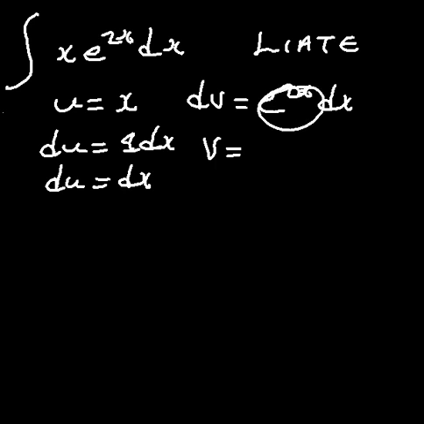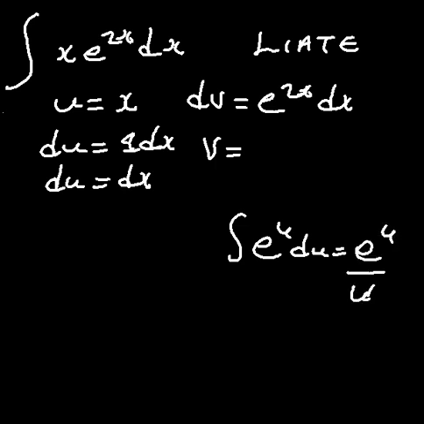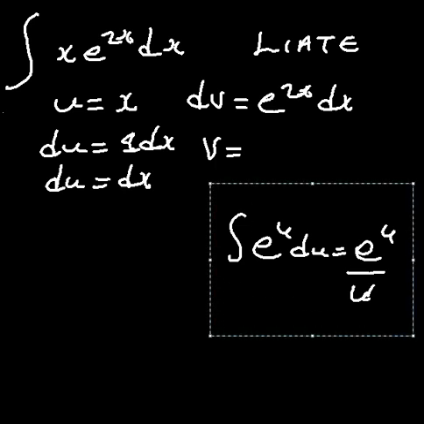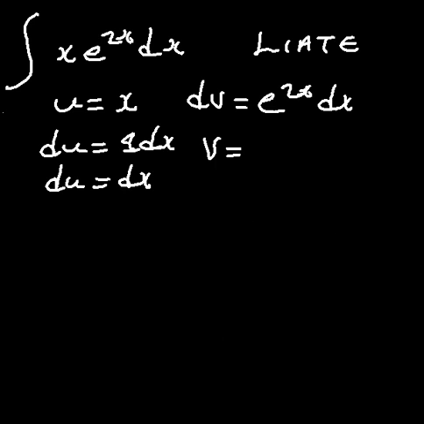And what is v? So what is the integral of e to the power 2x? This is an exponential function with base e. You have to understand that the integral of e to the power u du is e to the power u divided by the derivative of the power. So in this case, we'll have e to the power 2x divided by 2.